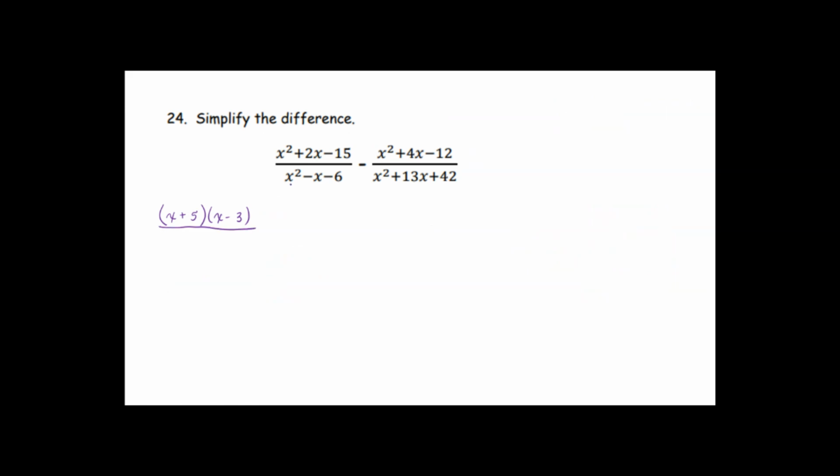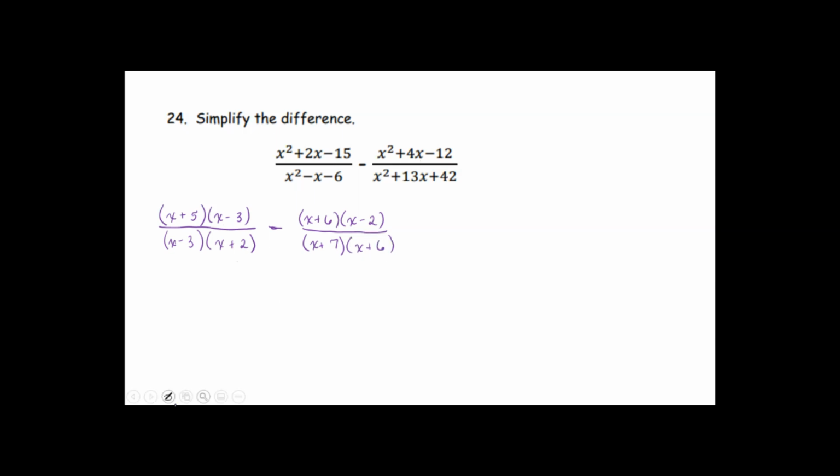Okay, let's do bottom left. I need two numbers that multiply to give me -6, but add to give me -1. That's going to be -3 and +2. All right, now I'm going to factor x squared plus 4x minus 12. So I need two numbers that multiply to give me -12, but add to give me 4. That's x plus 6 and x minus 2. And then bottom right, we're multiplying to give me 42, but adding to give me 13. That is 7 and 6, friends.